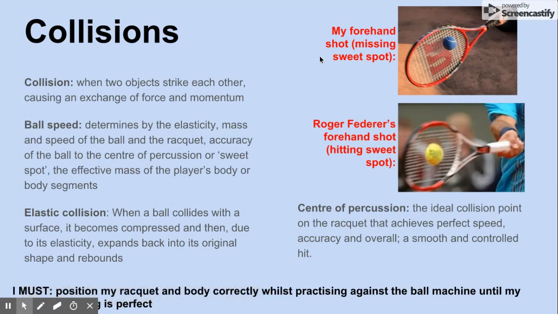Broadly, a collision is when two objects strike each other, causing an exchange of force and momentum. Collisions occur in every sport, specifically tennis, between the racket and ball during a forehand shot. The speed with which the ball leaves the racket is determined by the elasticity, mass, and speed of the ball and the racket, accuracy of the ball to the center of percussion or sweet spot, and finally, the effective mass of the player's body or body segments.